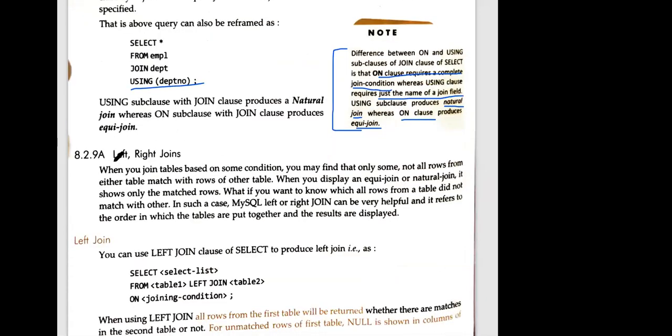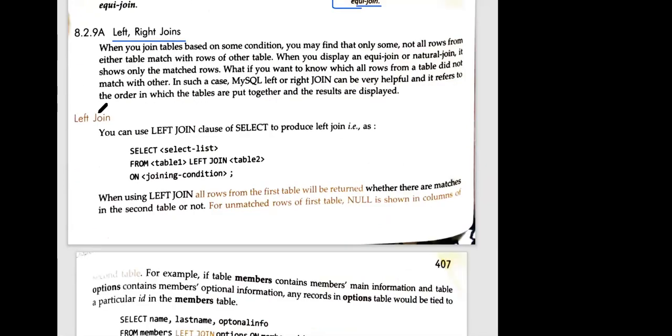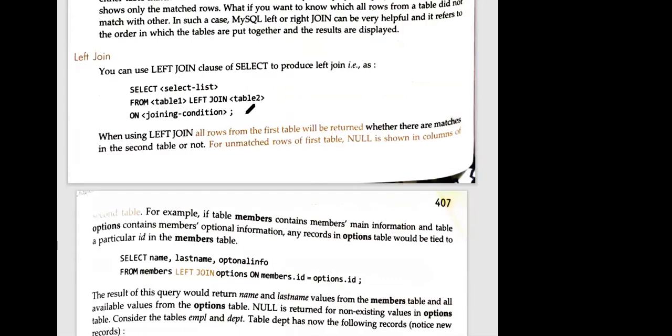Then we have left join and right join. Again, very simple. See, left join means on the basis of the left side table, you want to join your right side information, and vice versa we will be having in the right join. So for example, let me explain this with an example.